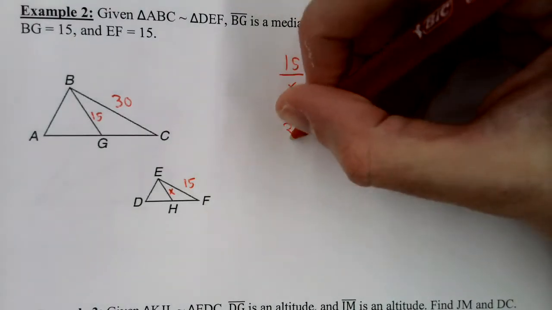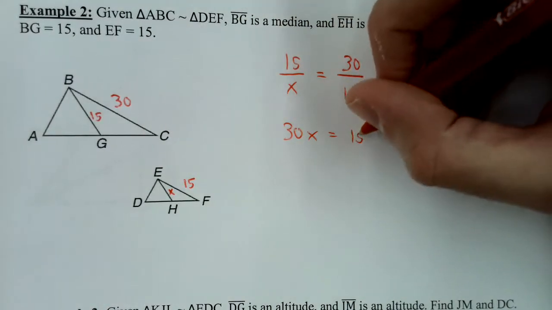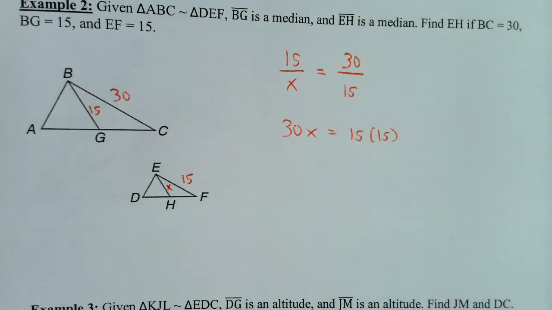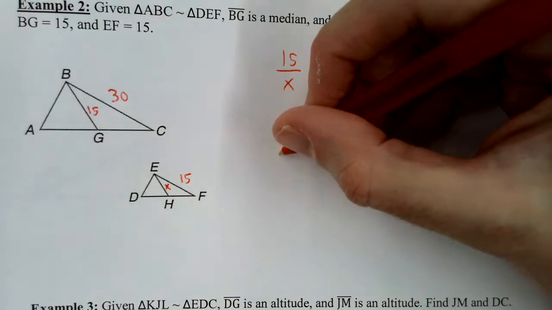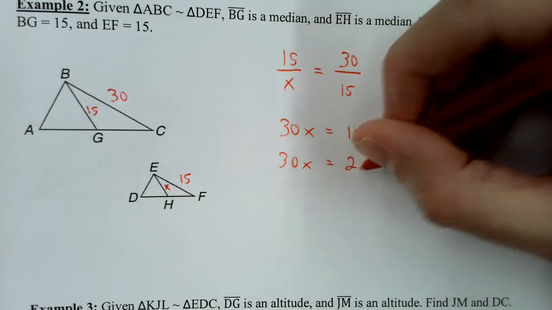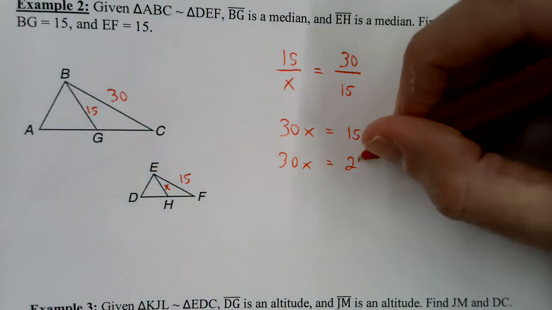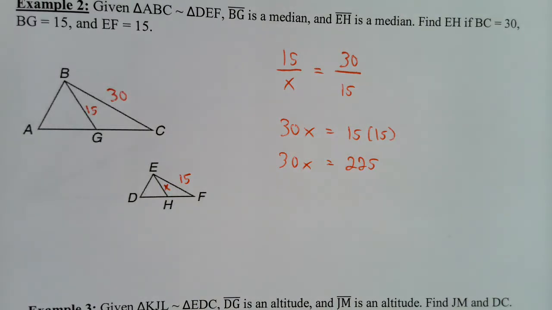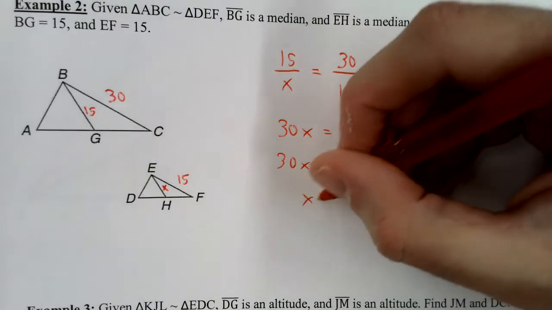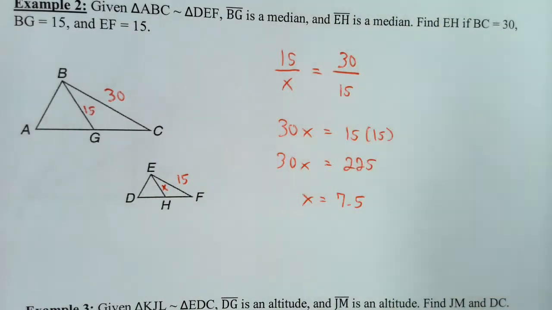Cross multiply and solve. 30 times x equals 15 times 15. 15 times 15 is 225. So 30 times x equals 225. Divide that by 30, and you get x equals 7.5. But don't circle that. You want to circle EH equals 7.5.